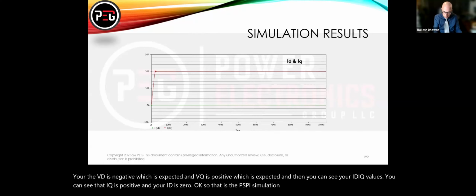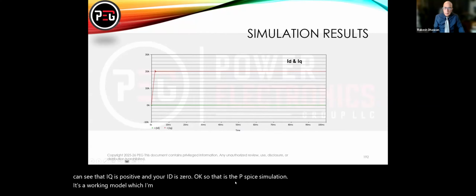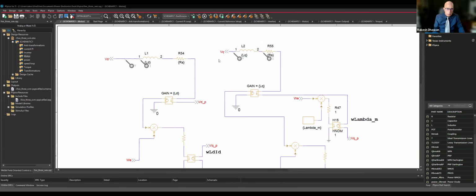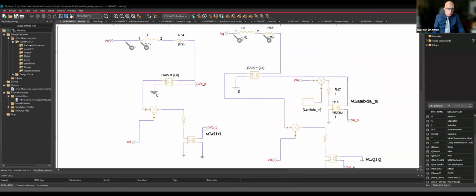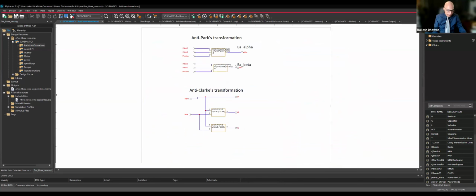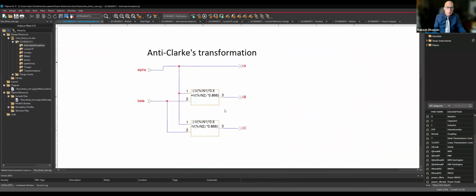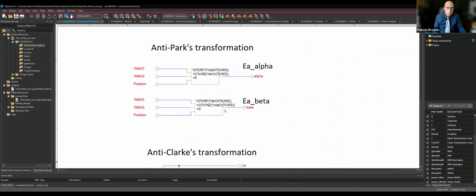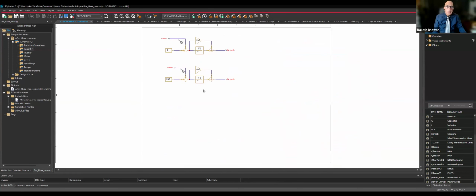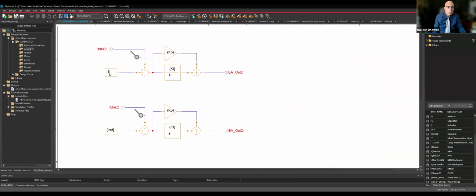It's a working model, which I'm going to see if we can bring back to the PSPICE. So this is your motor model, VD, VQ. Now you can go further. In this you also have Park and Clarke transformations that you can play with. And then these are your PI loops. You can play with different reference values. Here, you can do phase advance, you can do -5, and see what happens.